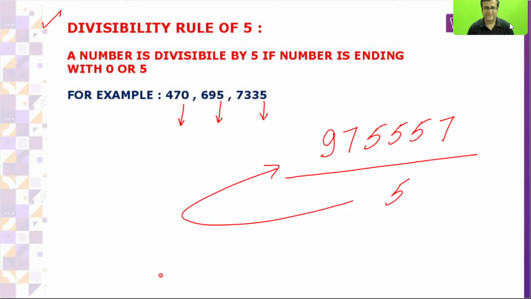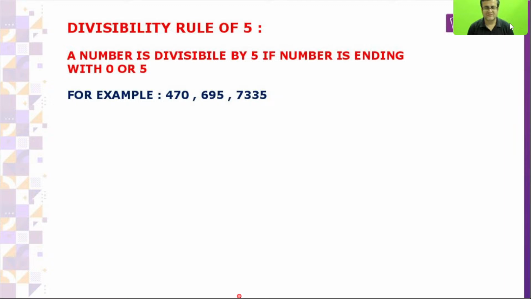No, that is not. This is the unit digit, the very first digit. The number is divisible by 5 if the number is ending with either 0 or 5. So it should be 0 or 5 at the end. The unit digit should be 0 or 5, so the number is exactly divisible by 5. Is the point clear now? Okay.